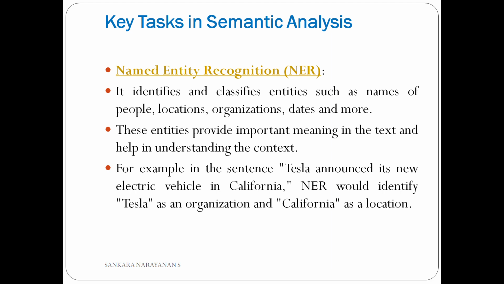For example, here: Tesla announced its new electric vehicle in California. Here, Tesla is an organization, and California is a location. This is the task of NER. So NER will identify or classify entities such as names of people, locations, organizations, dates, and more.